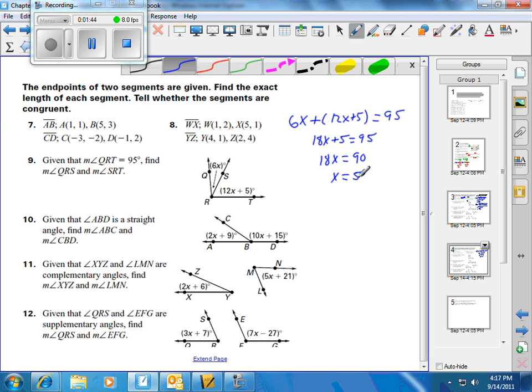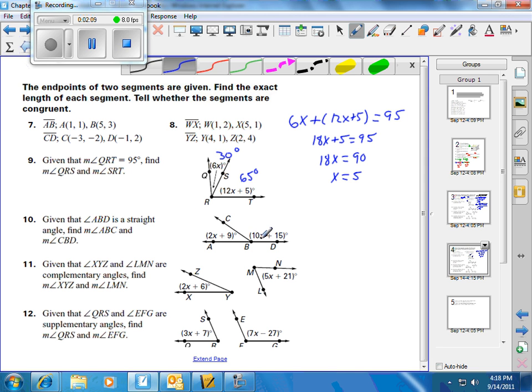And so then we just plug in 5 into our expressions, put 5 in for x here. So this angle is going to be 30 degrees. And put in 5 for x. 12 times 5 is 60. 60 plus 5 is 65. So this angle measure is 65 degrees. 65 plus 30 gives us 95. That checks out.